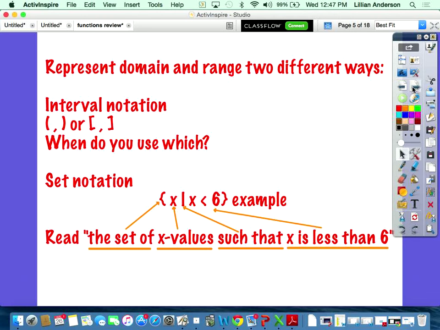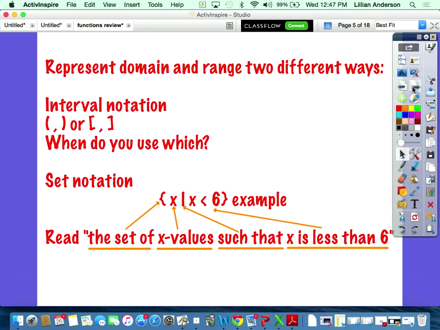I hope so. When do you use the parentheses in interval notation? When they're not closed. When it's not a greater than or equal to or less than or equal to. So just the less than or just the greater than. In other words, that point is not included as part of that domain or range. And then the brackets are used when it is included.